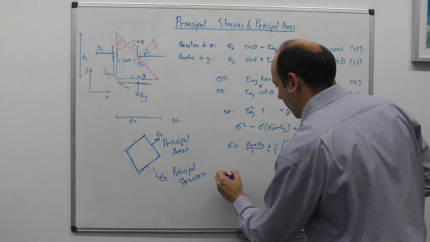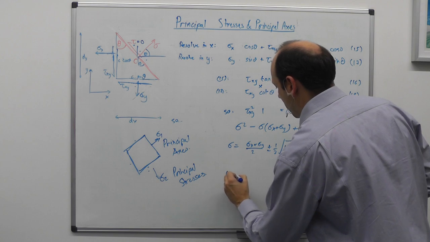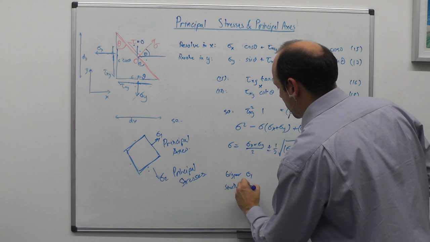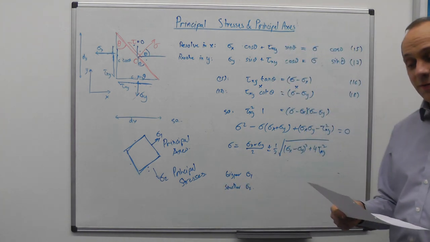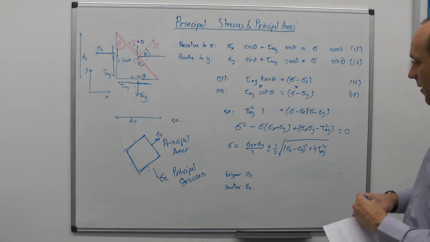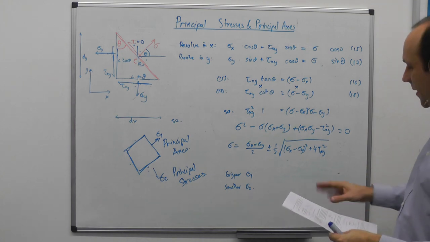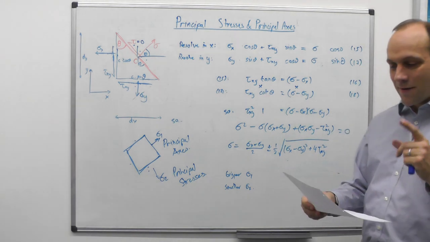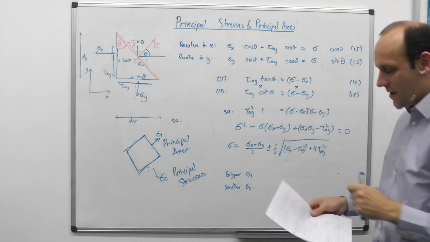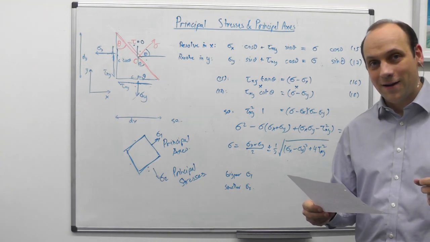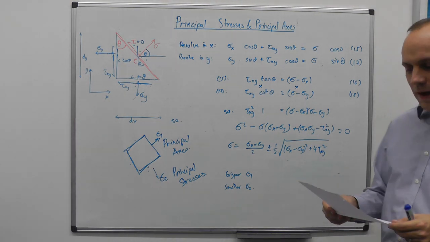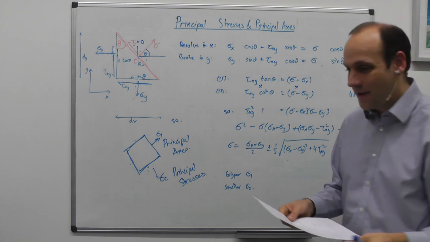We call the bigger one sigma 1 and the smaller one sigma 2, and that's just a convention for the principal stresses. So we denote them to be sigma 1 and sigma 2, and those are the two values. That's a very interesting thing. Now the last thing we can do is find the values of the maximum shear stress. I'm going to write that up there, and then we're going to finally do that. That'll be a bit more awkward. Then we'll get there, and then we'll be done.